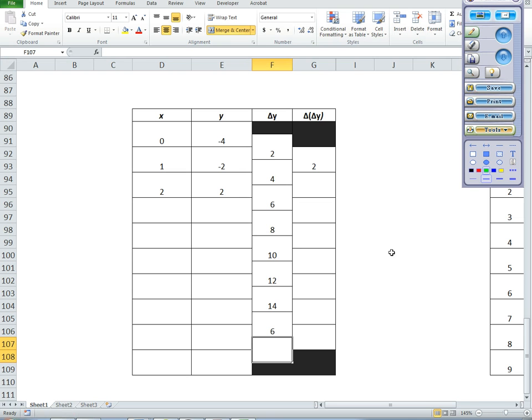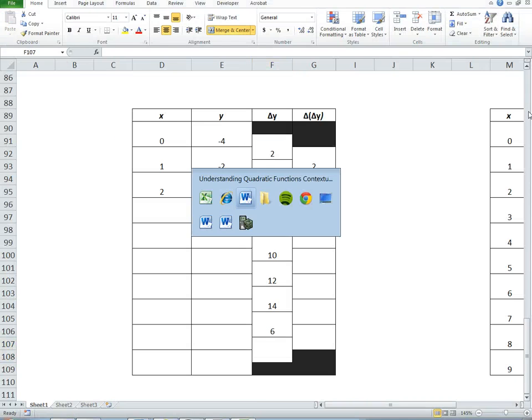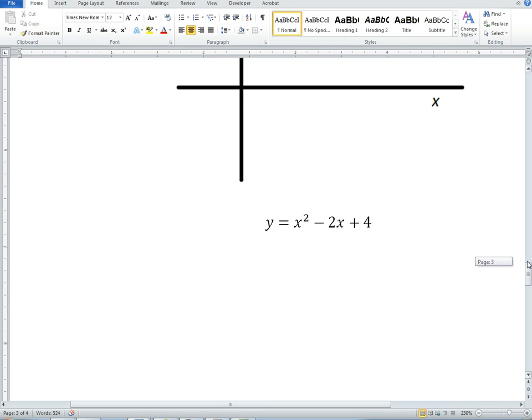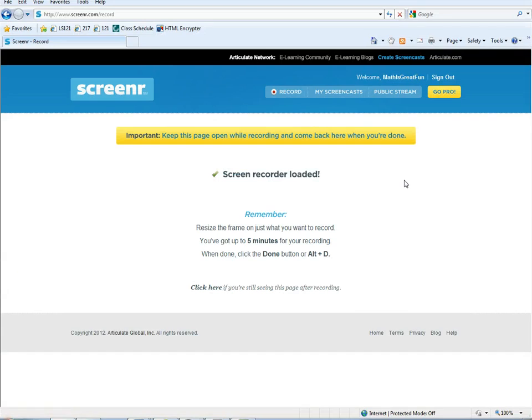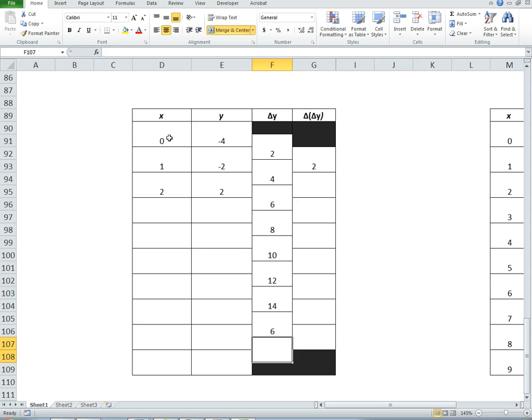In the next example, we'll do a couple here and give you a chance to think about some of the others. So let's look at this one: -x squared plus 2x plus 4. So what does this mean?